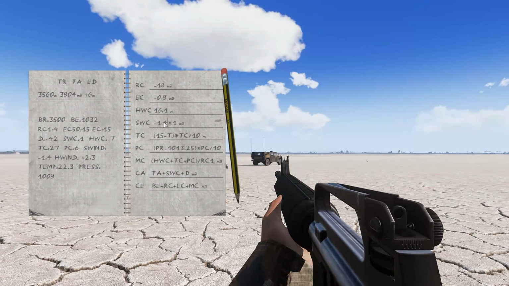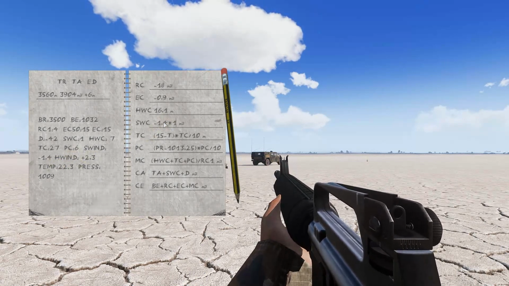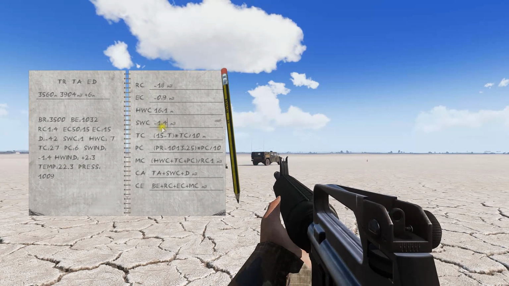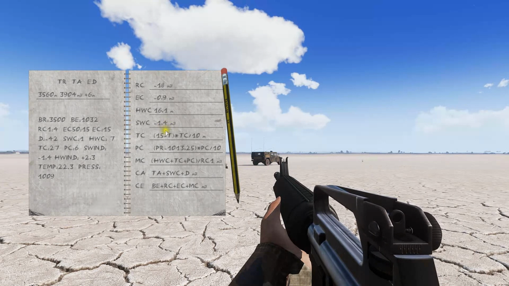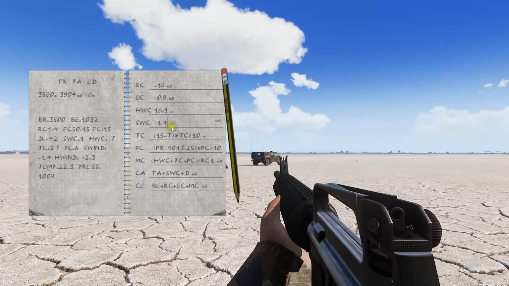Minus 1.4. So that means it's pretty easy. It's minus 1.4. So we need to decrease our azimuth by 1.4 mil for that range with this side wind.